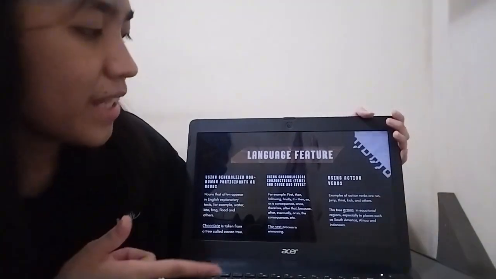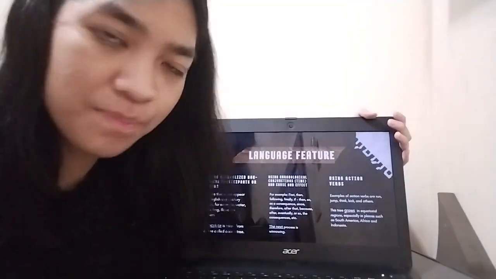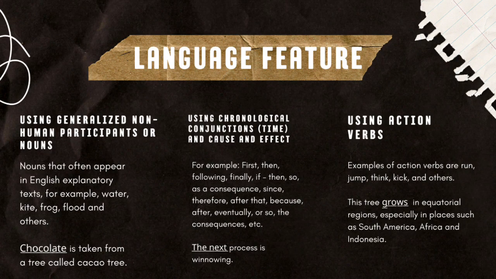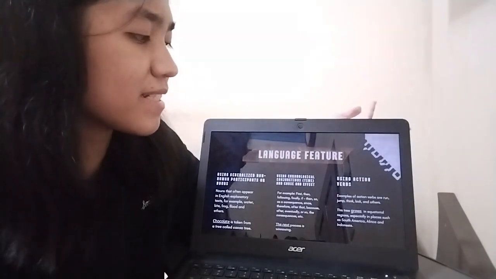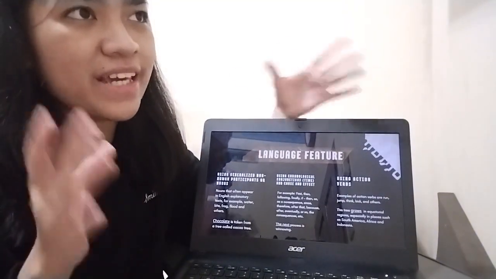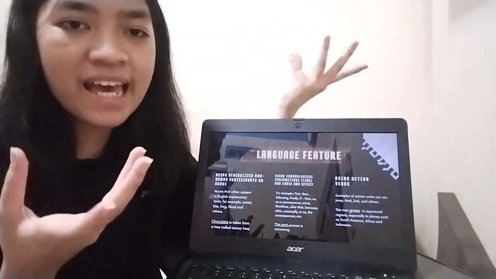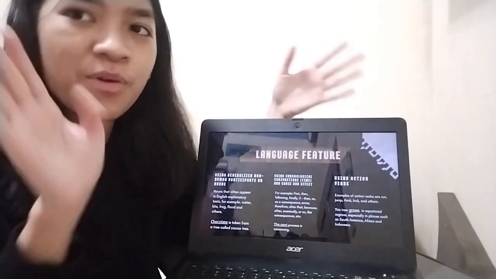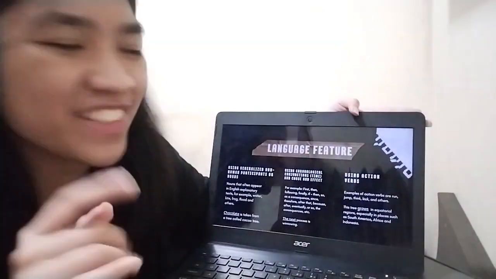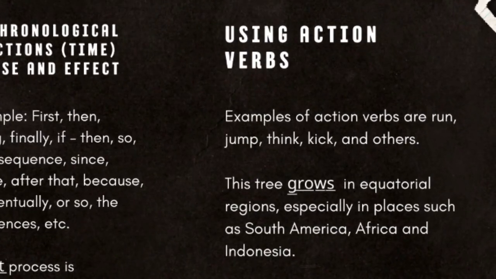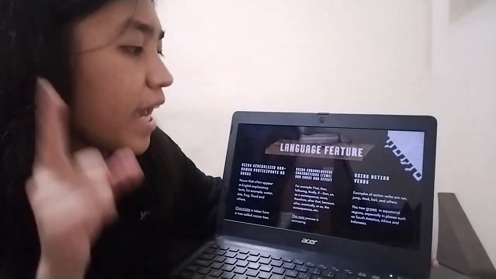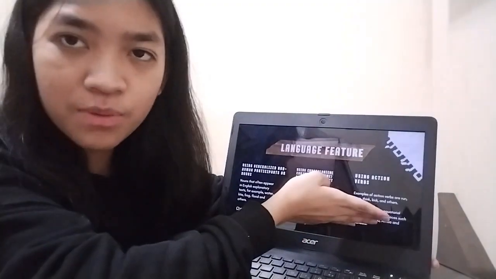And next we got using action verbs. Examples of action verbs are run, jump, think, kick, and others. For a simpler explanation, this is an activity that we can do, you know what I mean, right? Okay, let's just take a look at the example. This tree grows in equatorial regions, especially in places such as South America, Africa, and Indonesia. And the action verb is grows.